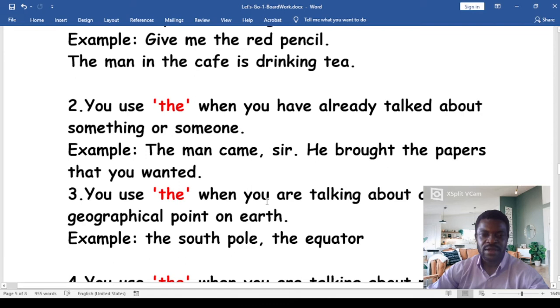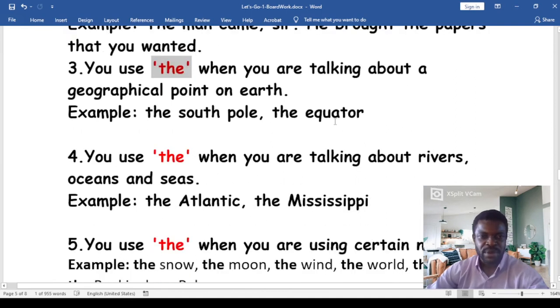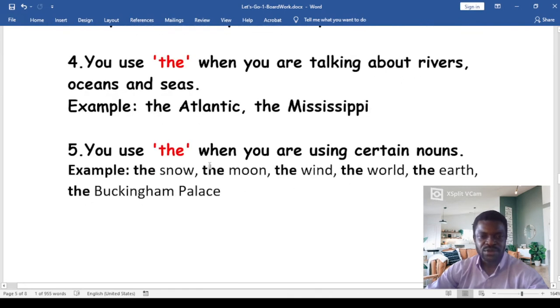Also use the when you're talking about a geographical point on Earth, maybe the equator, the South Pole, the Gobi, and all that. I've got a picture where I'm going to show you most of these things so that they will be easier for you to remember. The South Pole, the equator. You use the when you are talking about rivers, oceans, and seas: the Atlantic, the Mississippi. You also use the with certain nouns, for example the moon, the earth, the Buckingham Palace.